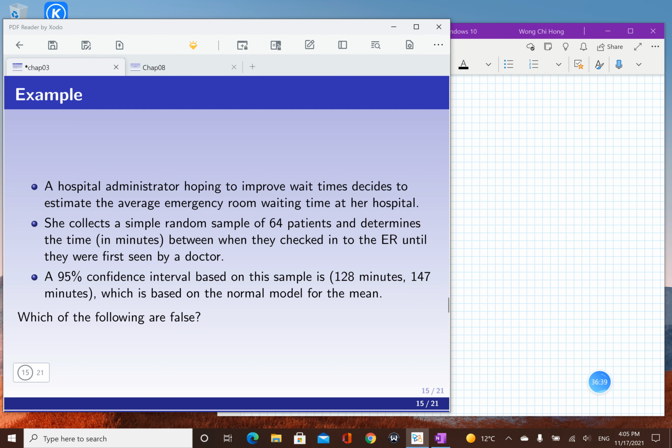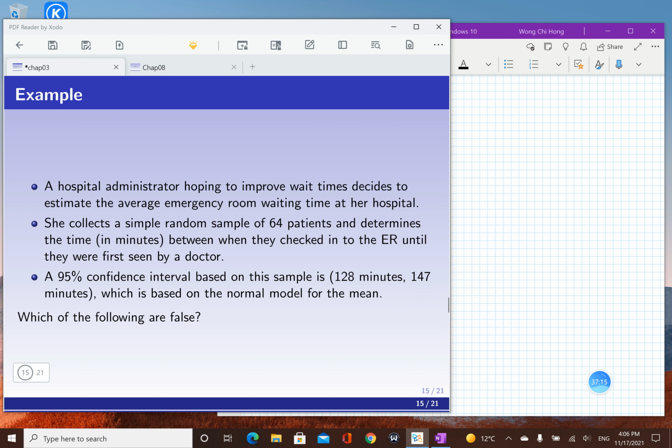So in their study, they first checked how much time people would have to wait normally, or on average. So they asked their patients, again, a simple random sample of 64 patients here. Random sample, 64 patients. What does that mean? That means they're asking their patients how long they've waited in the emergency room to be served.